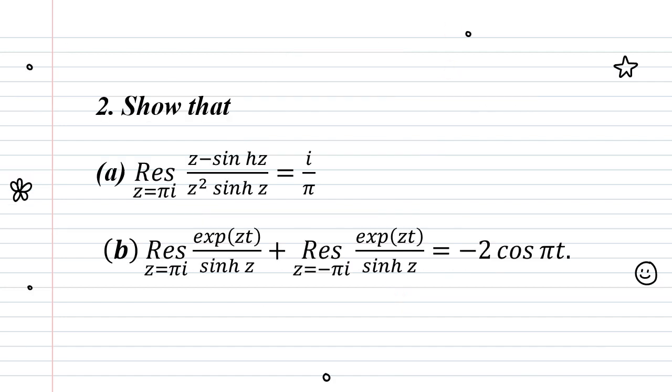For our second exercise, we're going to show that this whole expression, when we take the residue at Z equals pi I, through this specific function, that is the exponential of Z t over the hyperbolic sin of Z times the quadratic Z, is equal to I over pi, and that the sum of the residue at Z equals pi I of this expression, plus the residue at Z equals negative pi I of this expression, is going to be equal to negative 2 cosine of pi times t.